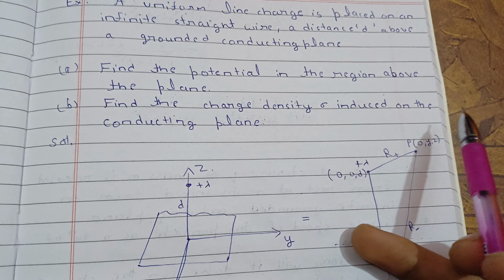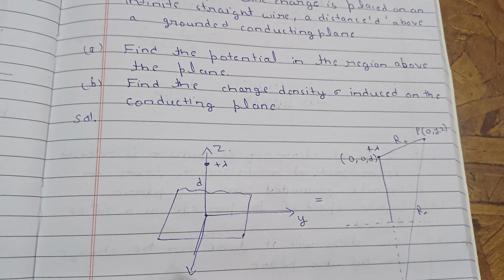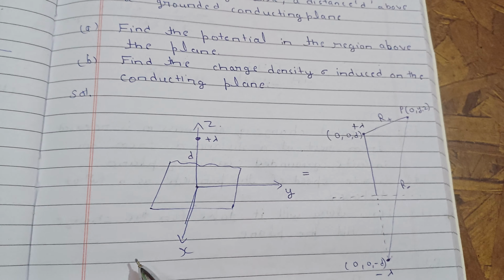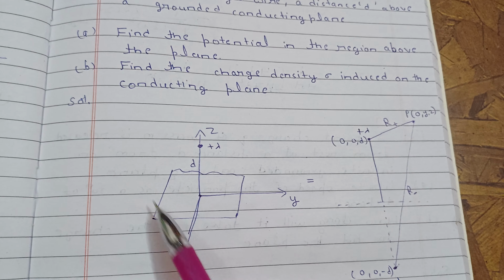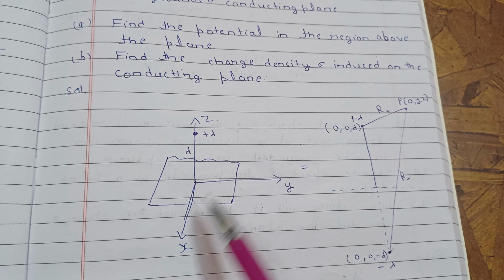Find the charge density sigma induced on the conducting plane. So what is the charge density induced on this plane due to this charge? We need to find that also. So how can we find it? First we need to make an equivalent form of this structure. So we'll use the image concept.